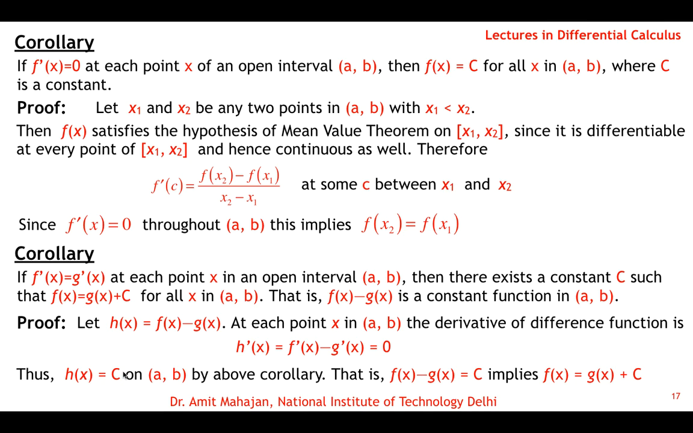By the previous corollary, if the derivative is 0 for every x, then the hx function must be a constant function. But hx is fx minus gx, so this difference must be constant, or fx must be equal to gx plus constant. So this proves our second result, that the derivatives of two functions will be equal at each point x only if they differ by a constant, or if one can be written as the second function plus a constant.